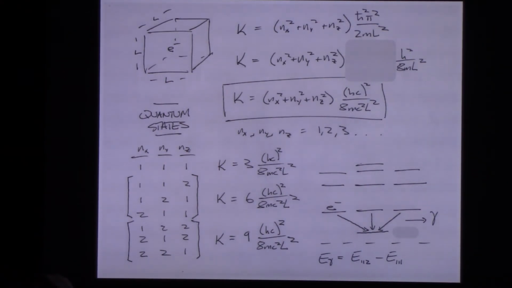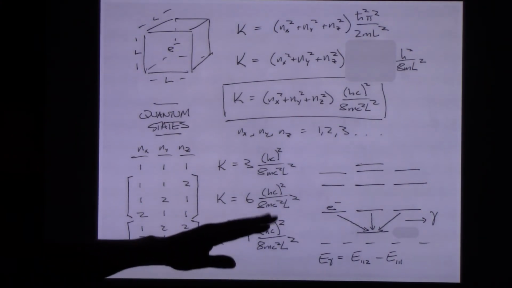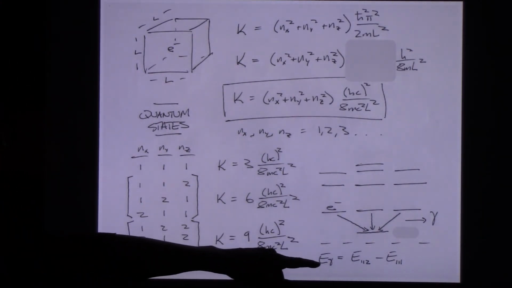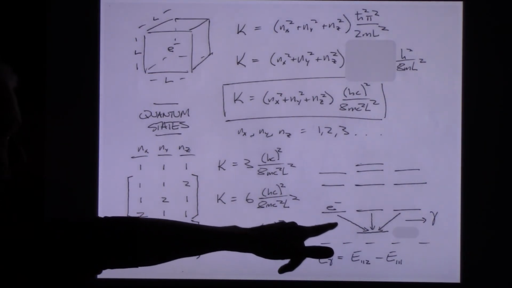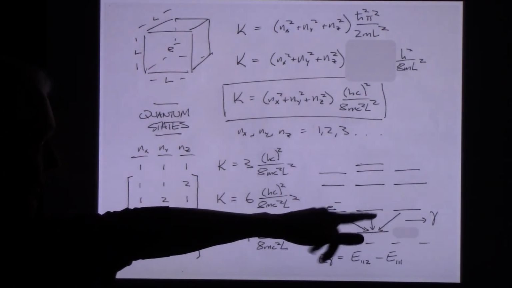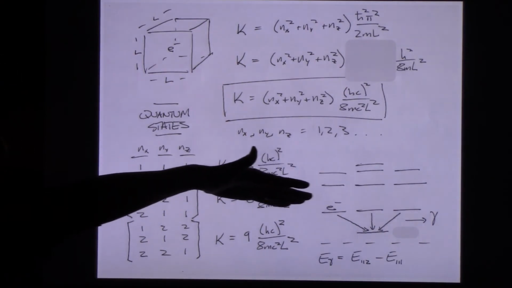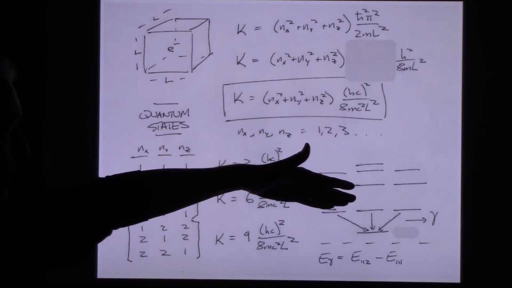6 states, all with different combinations of the quantum numbers 1, 2, 3. Now for a photon, what would be the lowest energy photon transitions? And notice you could have electrons transition from any of these set of 3 degenerate states here.